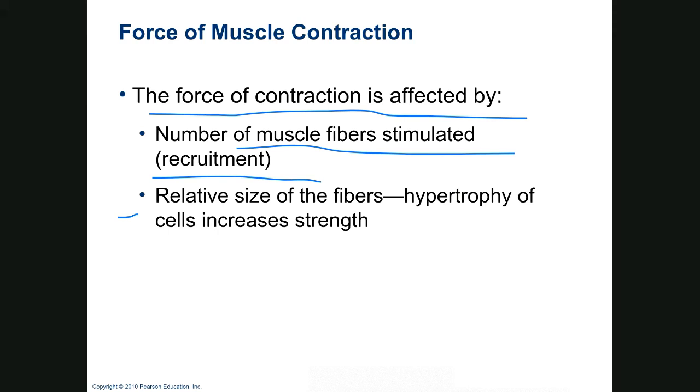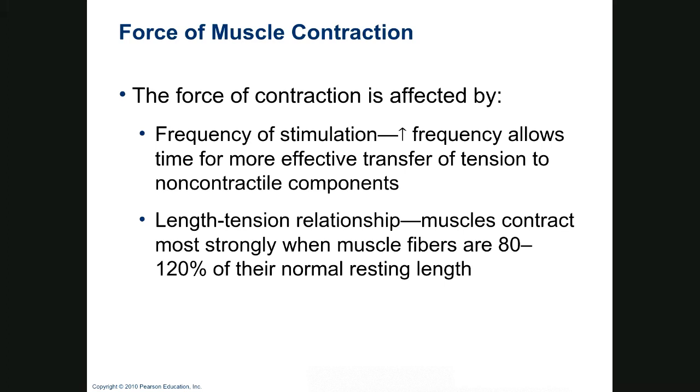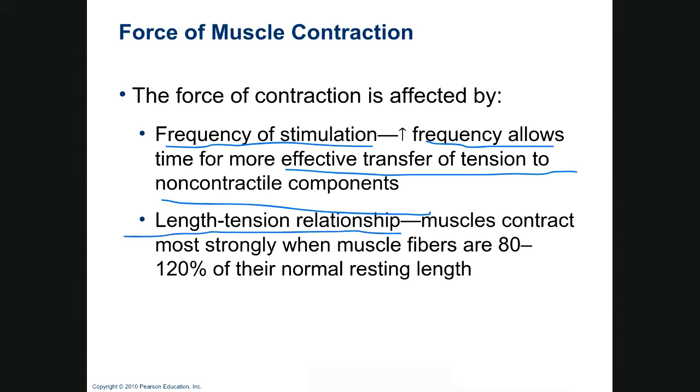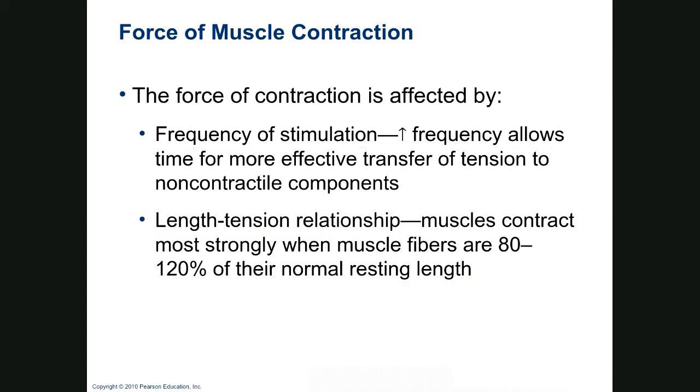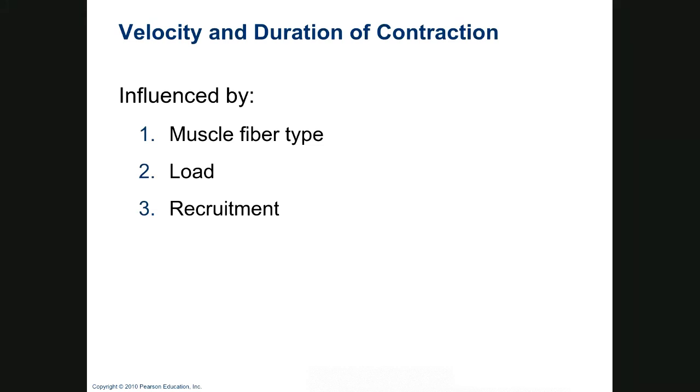Okay, next slide. Force of contraction is affected by several things. Frequency of stimulation. The more frequency of stimulation, the more effective transfer of tension to non-contractile components. And then also length-tension relationships. Muscles contract most strongly when the muscle fibers are at 80 to 120% of their normal resting length. Now, velocity and duration of contraction is influenced by fiber type, load, and recruitment.